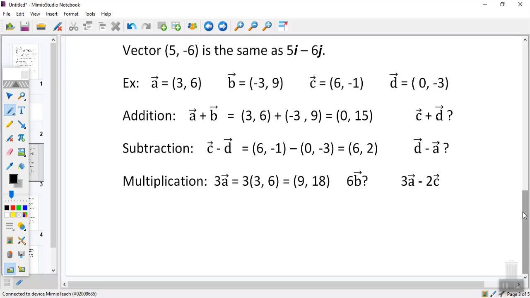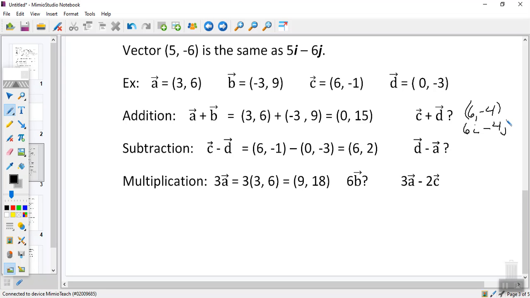You guys tell me what C plus D would equal. 6, negative 4. Yep, I'll reach 6, negative 4 when I add that. Well, the way I could write this then is 6i minus 4j. See the connection there?